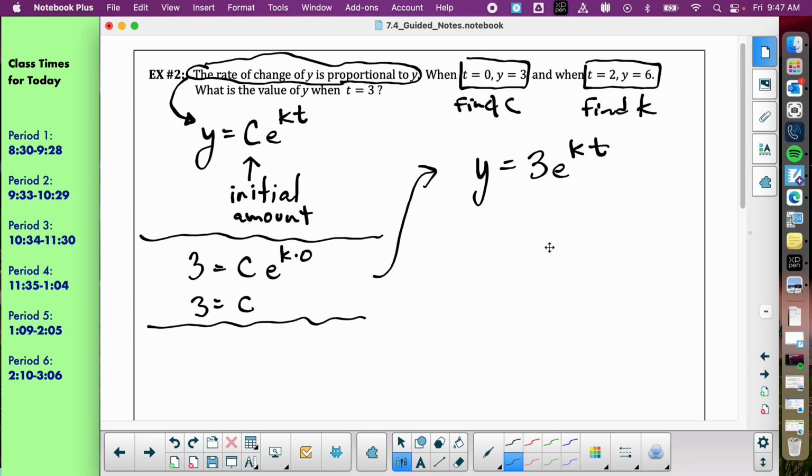Traditionally, you are going to need your calculator because these don't work out well, just FYI. So 2, 6. 6 is equal to 3e to the 2 times k. And our goal is to solve for k, so it's going to involve natural logs. Divide by 3, divide by 3. I believe you guys were told to take the natural log of both sides.